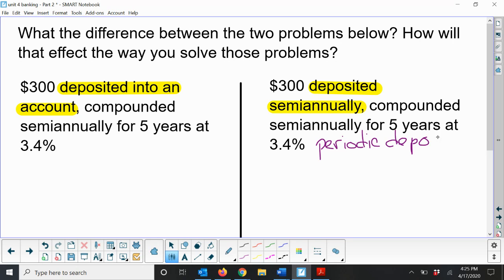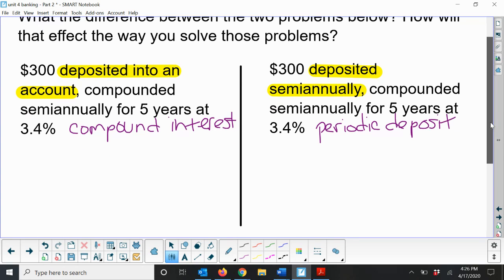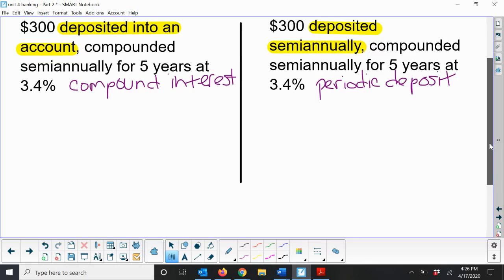Now, when we only put money in once, $300 deposited into an account over here on the left-hand side, that means that it's a one-time deposit. And when we have that one-time deposit for compound interest, we use the compound interest formula that we talked about a couple weeks ago. So that is the main difference between these 2 problems here, these 2 examples.